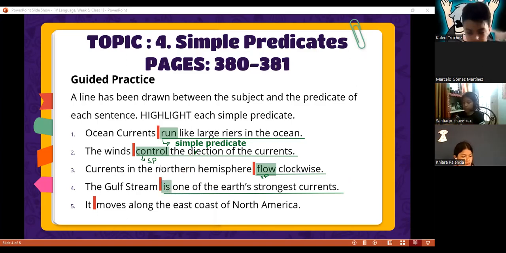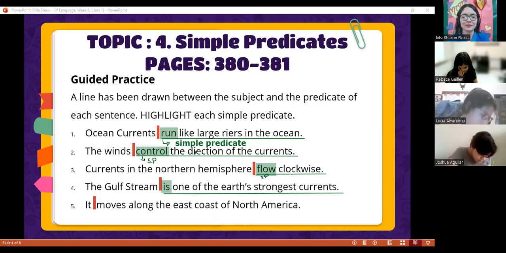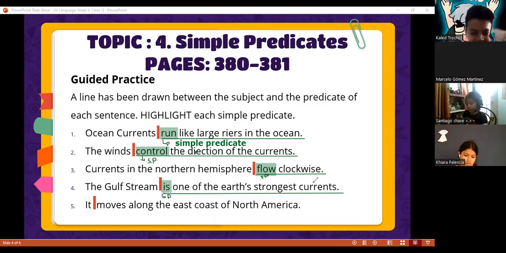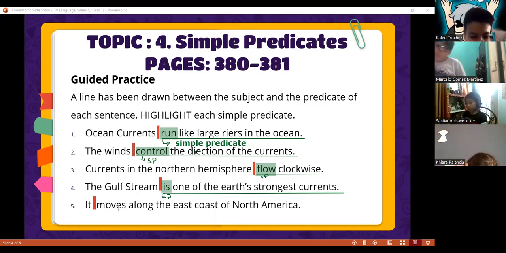This is the verb to be. Remember, verb to be is she is, I am. So is the verb. So the most important word here is going to be the simple predicate. That is the simple predicate. The word is. You are looking at another part, but not in is. Okay, the last one: moves along the east coast of North America.